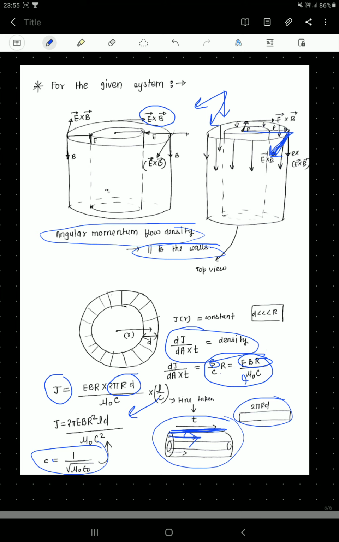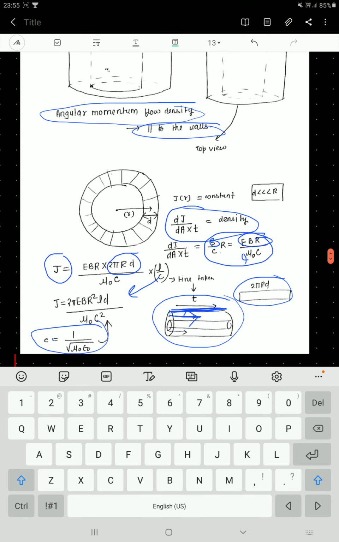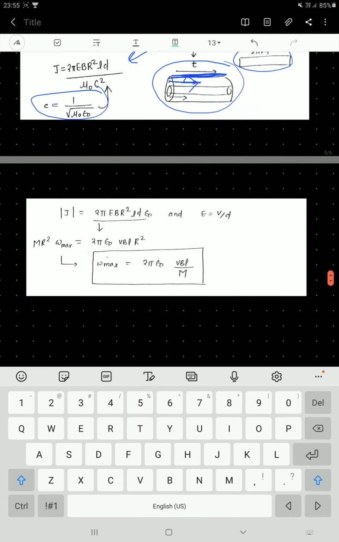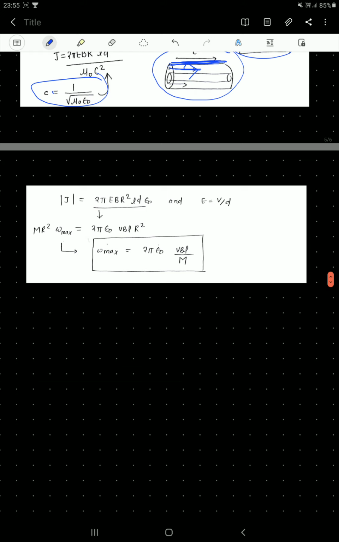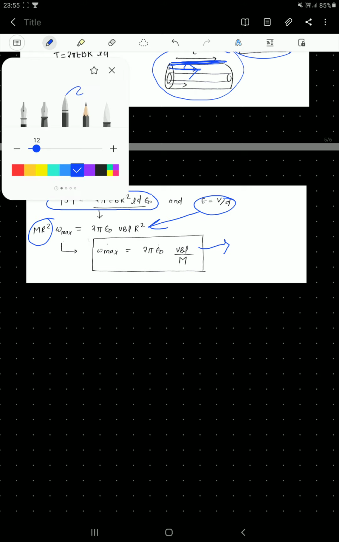Okay, now next is the final conclusion of the problem. So we just come to the problem. The total angular momentum that is passing is 2 pi E V R square L D epsilon naught, and using E V by D we will get this result, and finally when we divide it by M R square we will get the value of omega maximum. I hope you all like the solution.